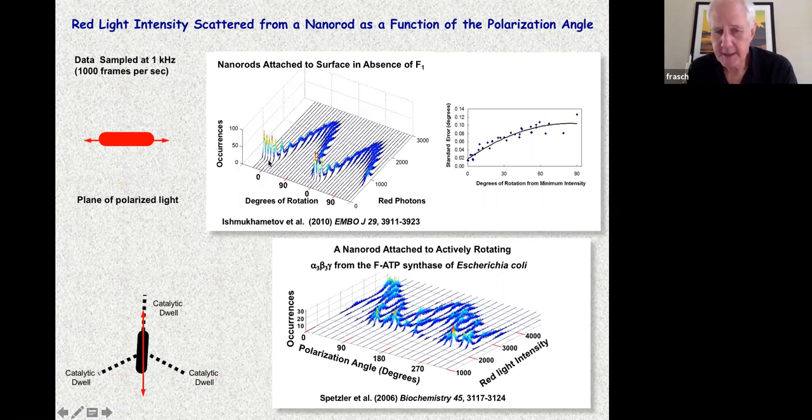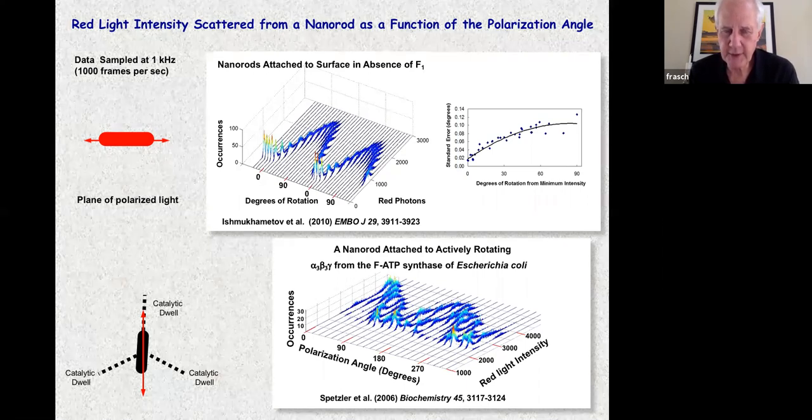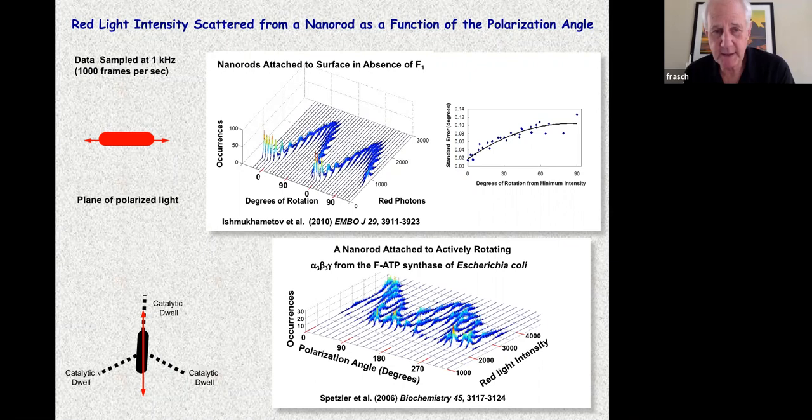And the nice thing about the nanorods is that they're not fluorescent, so they don't photobleach like the fluorophores attached to the actin filament. So with the fluorophores, you only really get a few minutes to collect your data before everything turns black, but this just doesn't happen. So we can collect thousands and thousands of these rotational events.